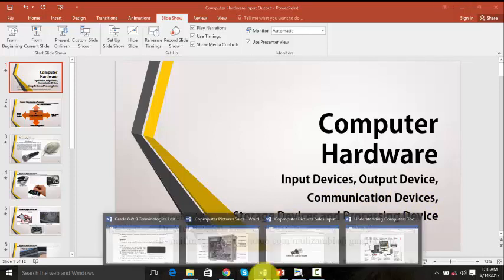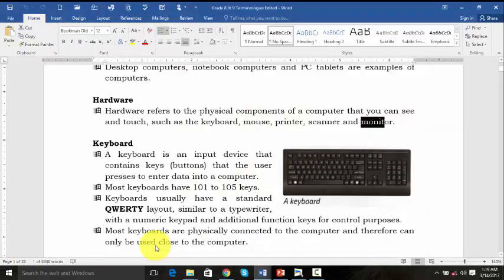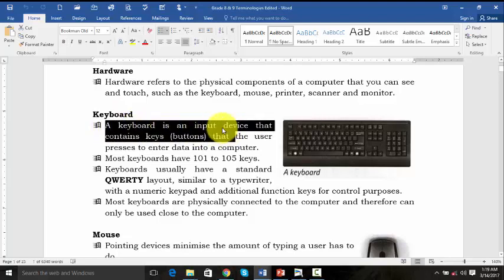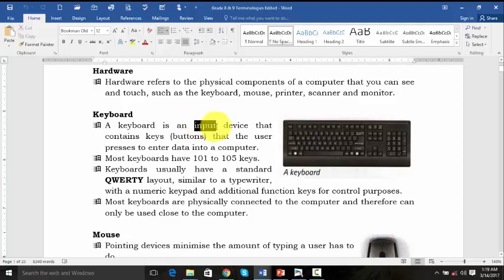So now we are going to look at this hardware one after another. The first hardware we are going to look at is a keyboard. As we mentioned, hardware are physical components of a computer that we can see and touch. So in our definition there, a keyboard is given, mouse is given, printer is given, scanner is given. So start looking at the keyboard. A keyboard is an input device, meaning that input stands for entering data into the computer. Device means a machine. A keyboard is a machine which is used to enter data into the computer.